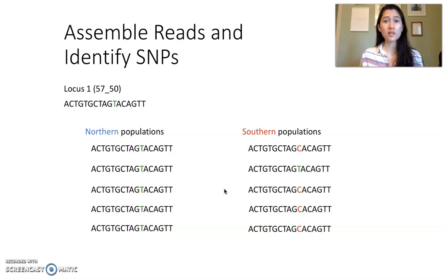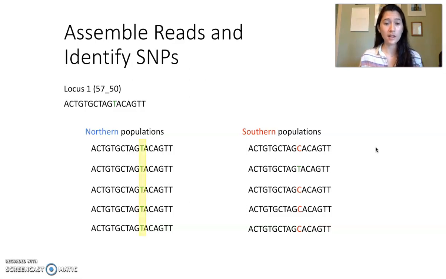So what the program does is, for each different locus, and you'll see in the data file, these are given number designations by the program. So you might see a number like 5750, that just refers to one particular locus or one particular SNP. And what the program does is line up all of the DNA sequences from all of the individuals from Northern California, all the individuals from Southern California, and then identify SNPs, or single nucleotide polymorphism differences, between those 2 sites.